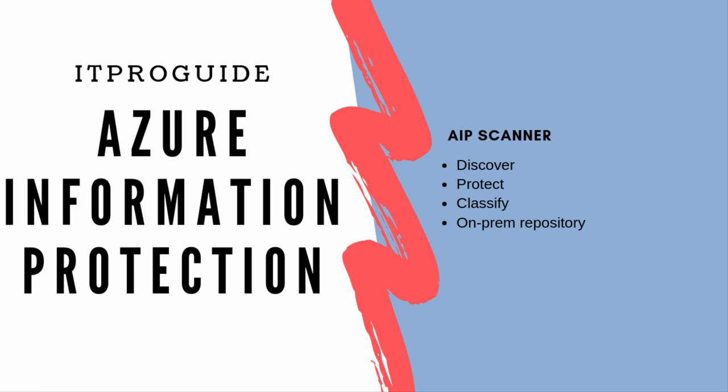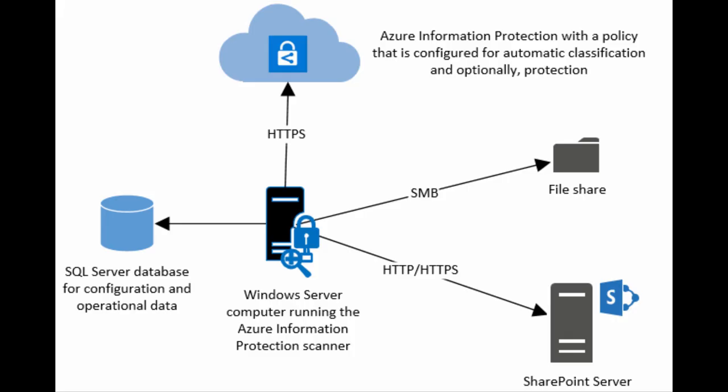This will help you to classify if you are new to Azure Information Protection, if your organization is implementing Azure Information Protection for the first time and you have a lot of documents that need to be classified and protected. Pointing it like this will help you classify your data automatically by using Azure Information Protection Scanner. To install it, you need a Windows server and a SQL database server. Then you can add your file repository into that Azure Information Protection Scanner.